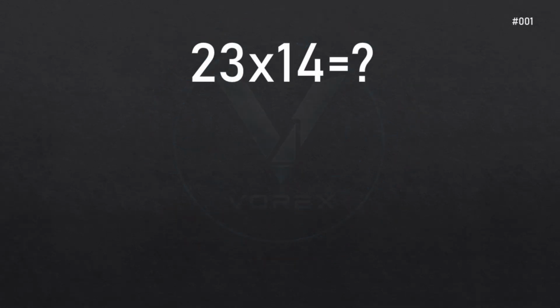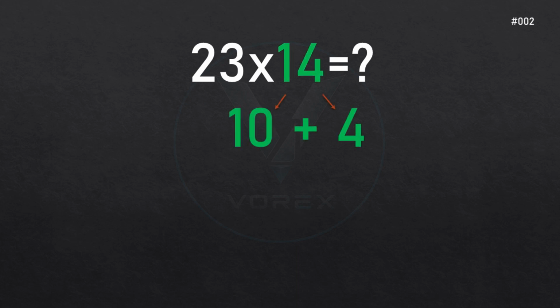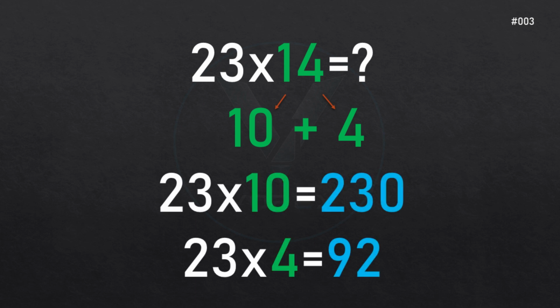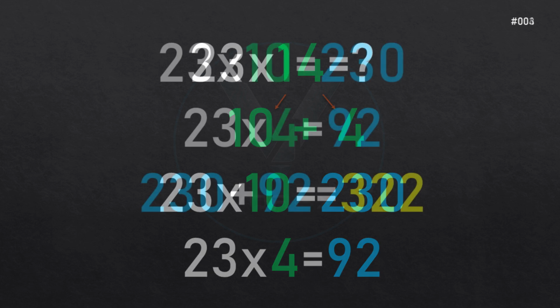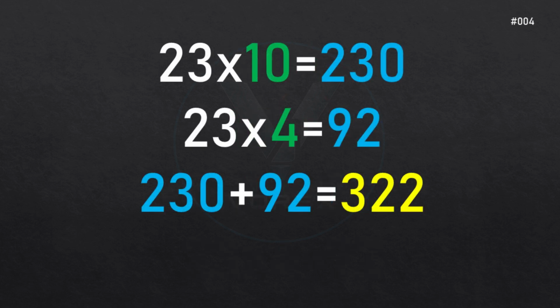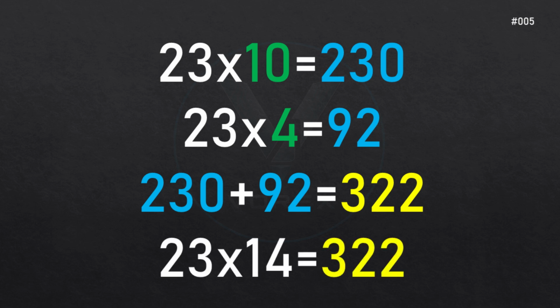Let's solve 23 times 14. First, we break 14 into 10 and 4. Now we split the multiplication into two simpler calculations. 23 times 10 equals 230. 23 times 4 equals 92. Now we simply add the results together. 230 plus 92 equals 322. So, 23 times 14 equals 322. As you can see, we turned one difficult multiplication into two much easier ones.